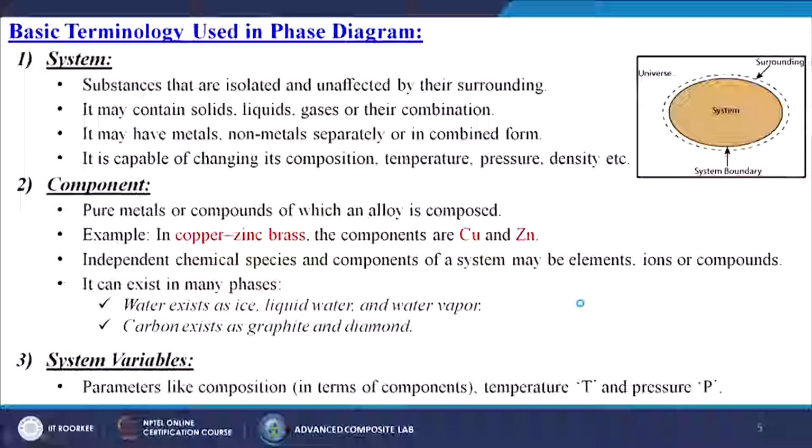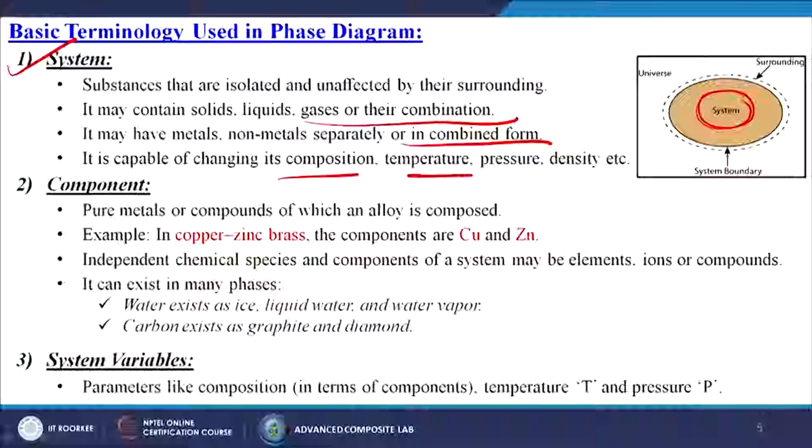Before starting deeply into this lecture, let us know some basic terminology which we generally use for phase diagrams. First is the system. A system means substances that are isolated and unaffected by their surroundings. It may contain solids, liquids, or gases, or their combinations. It may have metals and non-metals separately or in combined form. It is capable of changing its composition, temperature, pressure, density and so on.